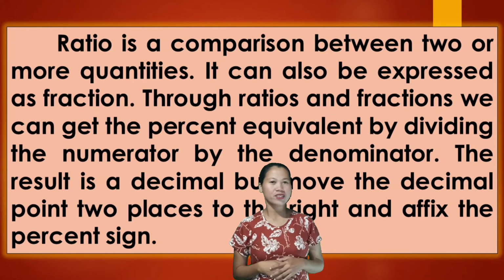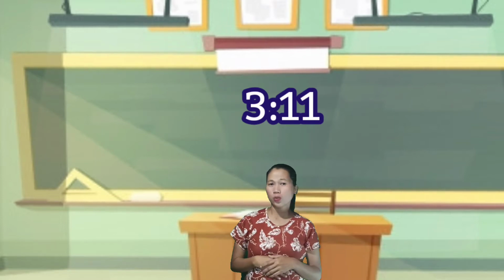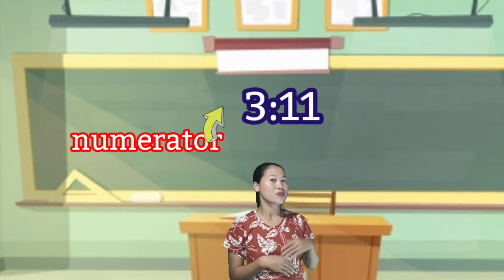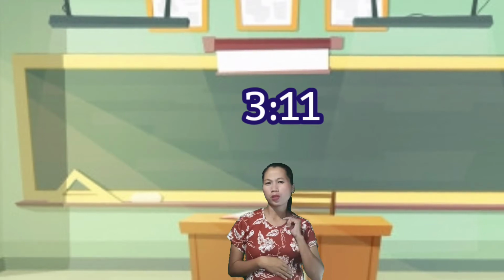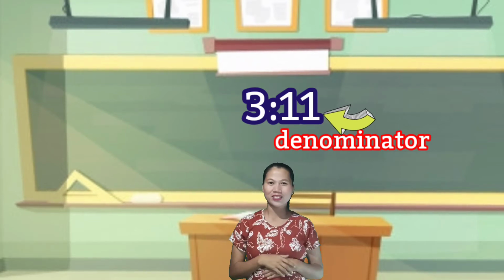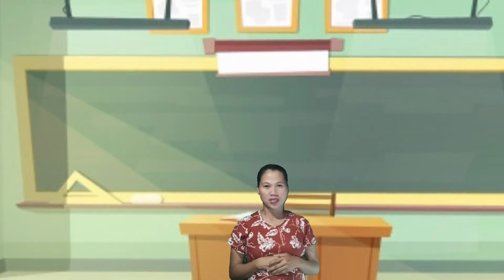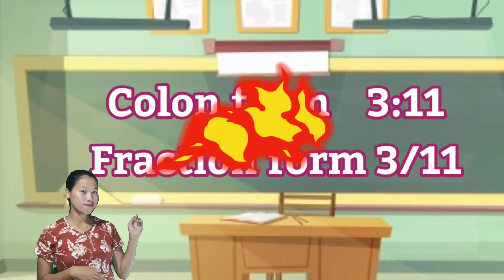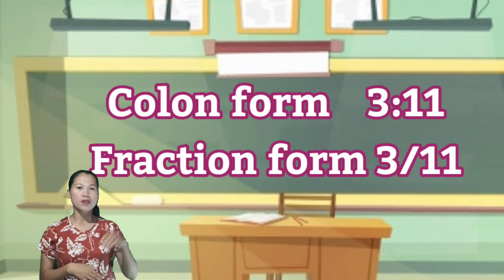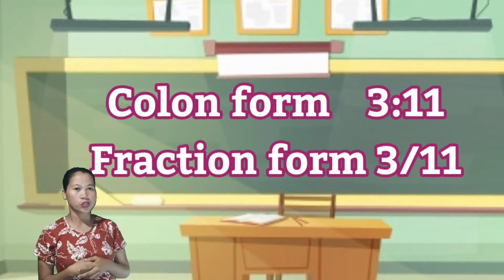If we are to write the ratio 3:11 in fraction, which will be the numerator? Yes, the numerator is 3. Which will be the denominator? Great! The denominator is 11. We can write the ratio in two ways. In colon form, 3:11, or in fraction form, 3/11. The order of numbers in a ratio is important.